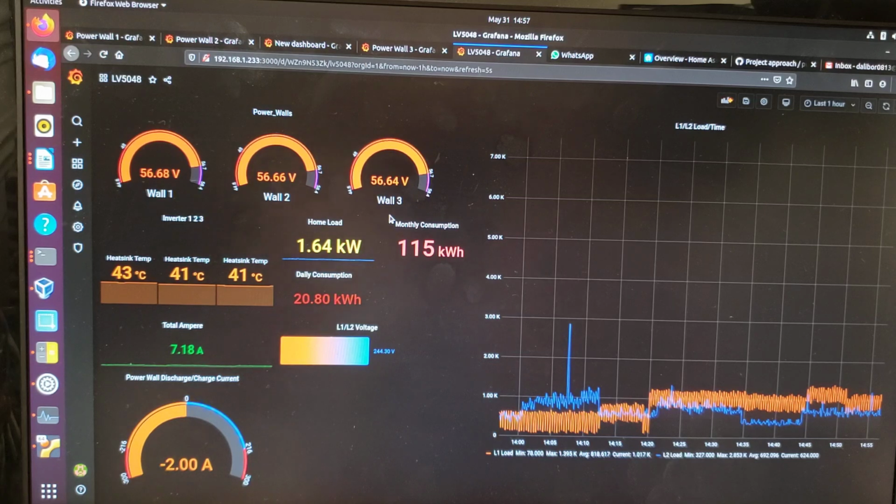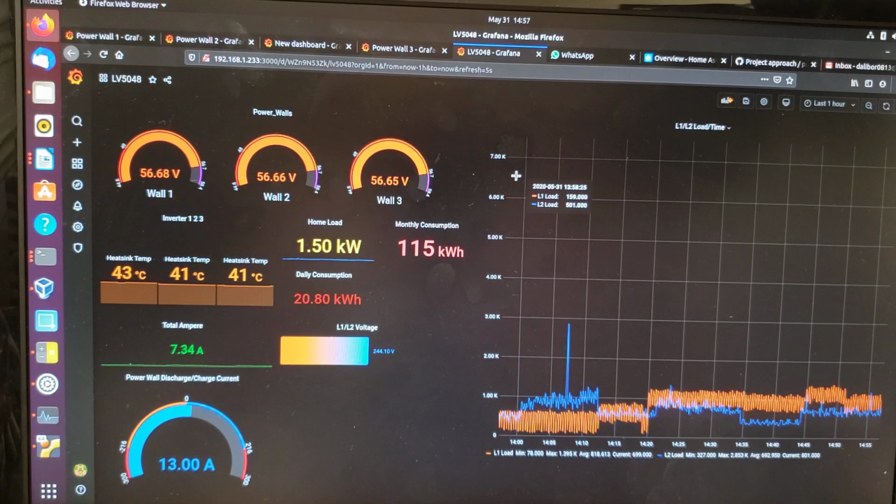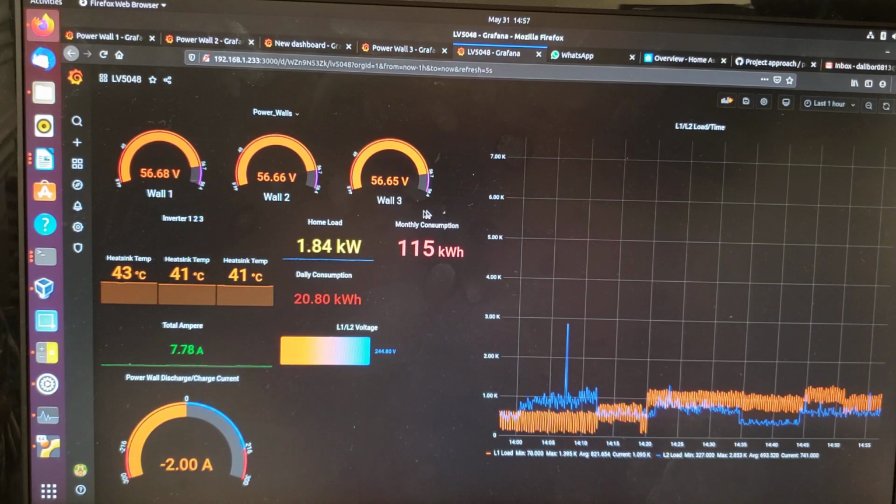So Grafana is working nice. My database is collecting data nonstop. So Grafana doesn't really matter that much. But however, the data that I want to collect once I have my solar panels installed will be very important to me to see how good my system is operating.